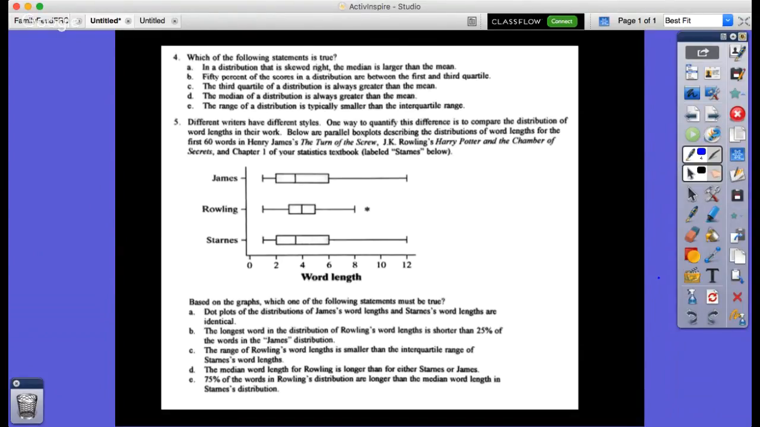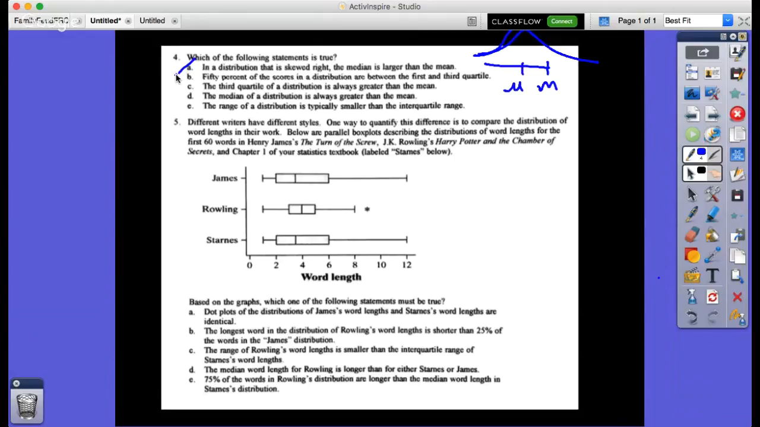Let's start with A. In a distribution that is skewed right, it says the median is larger than the mean. So this would say that the median's here and the mean would be here. Is that true? No. Remember, the mean follows the tail, right? It is not resistant to outliers. The median, though, is, because it's the middle value. So we're going to cross off A. That's a huge concept for the exam, just a heads up.